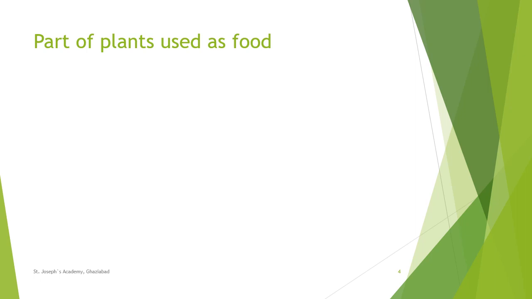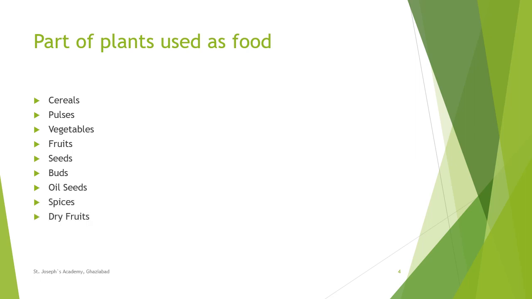And we eat the different parts of the plant, such as cereals, pulses, vegetables, fruits, seeds, buds, oil seeds, spices, dry fruits, sugar, beverages. So all these are the parts of the plant which we eat. Now let's go through them one by one.